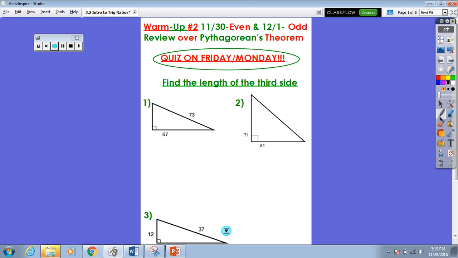Alright, so for number 2, this over here would be A, because that's the vertical piece. B would be 81, because that's the horizontal piece. And remember, the side that is across from your right angle is C. That works every single time. So we're plugging into A squared plus B squared equals C squared.